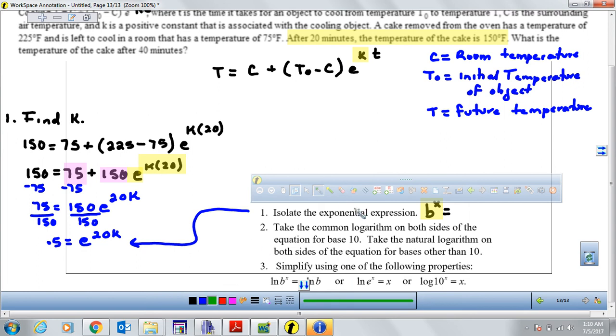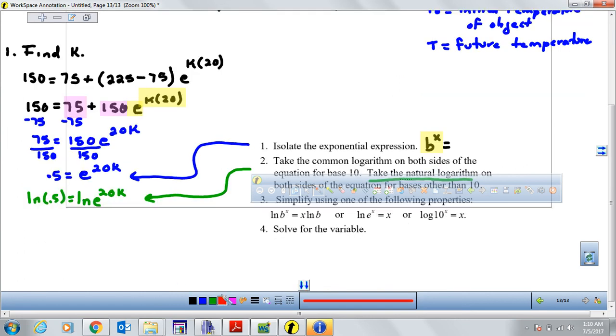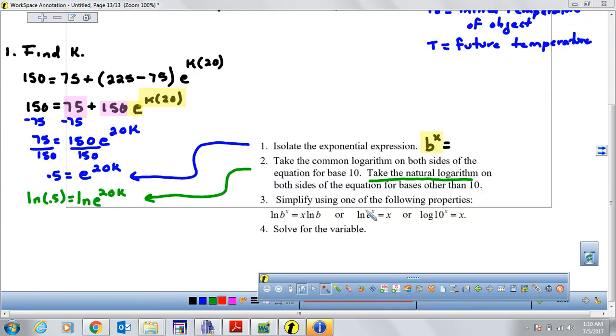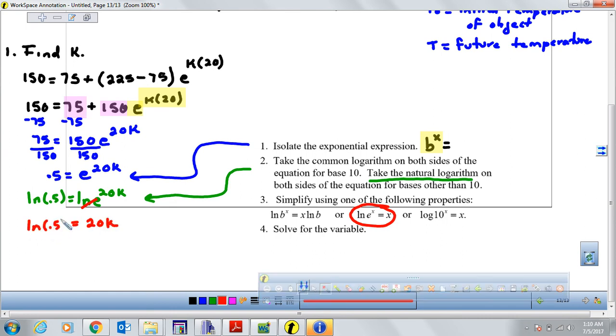Number two, we need to take the natural log on both sides of the equation. So we're going to say natural log of 0.5 equals the natural log of E raised to the 20K. That's my second step. Step 3 in the process: we need to eliminate the ln of E. Remember, that's what's going to happen. ln of E is going to be eliminated, so we're left with 20K equals ln of 0.5. That is my step 3.